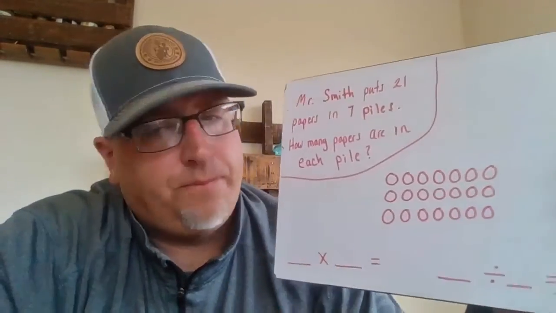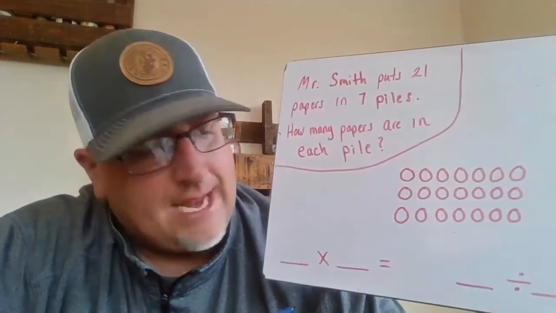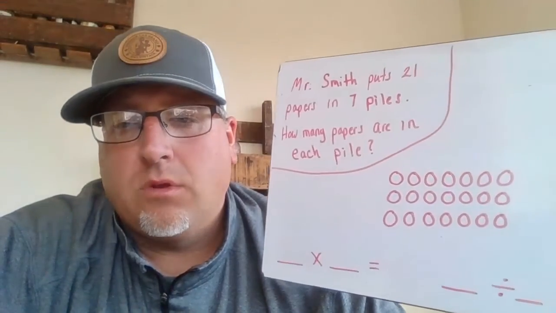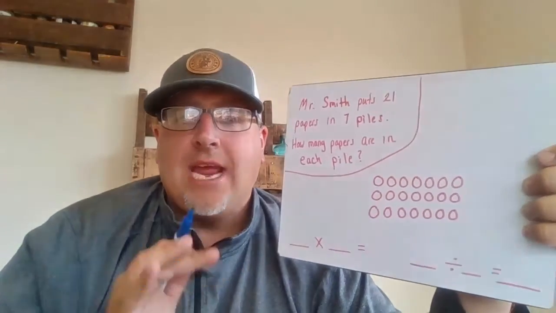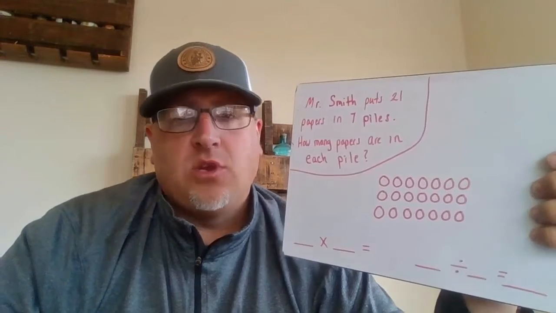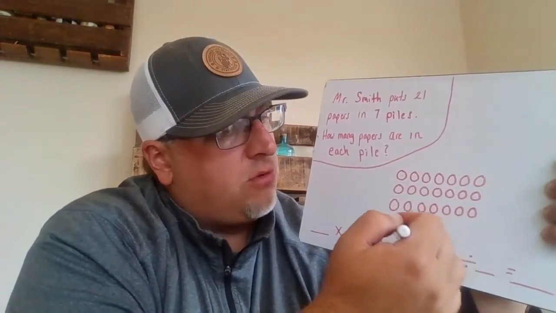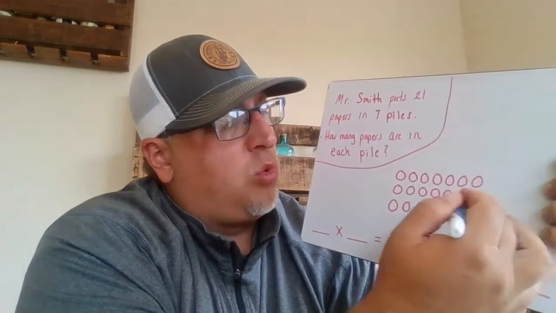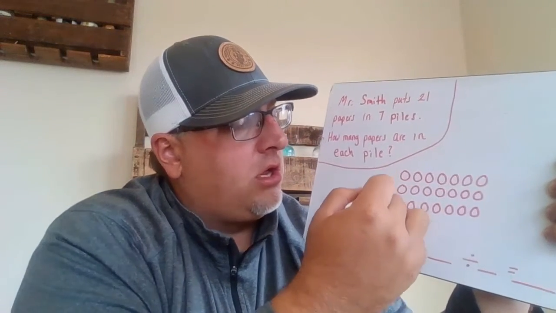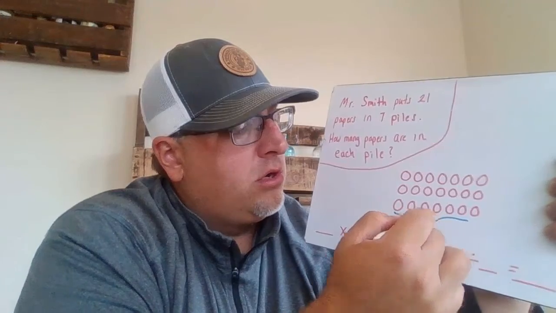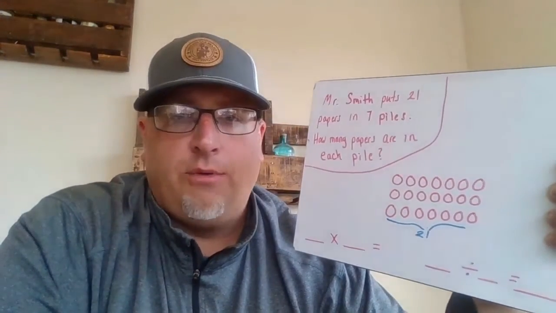Let's see here. Okay. I got a blank multiplication and a blank division problem down there. But first, let's take what we have. So I drew the array already. Mr. Smith has 21 papers. So there you go right there. He's got 21 papers. These are all right here. 21 papers. We know that.